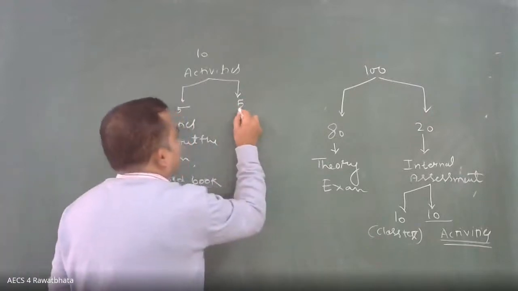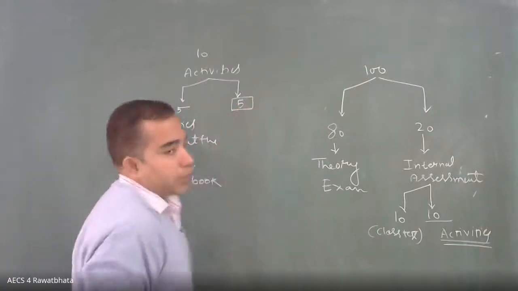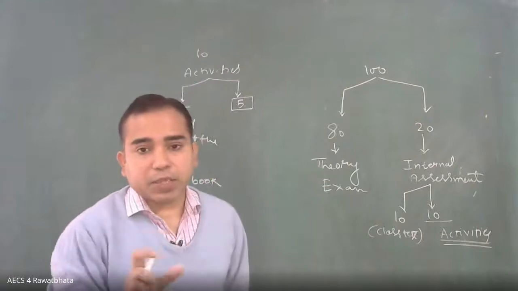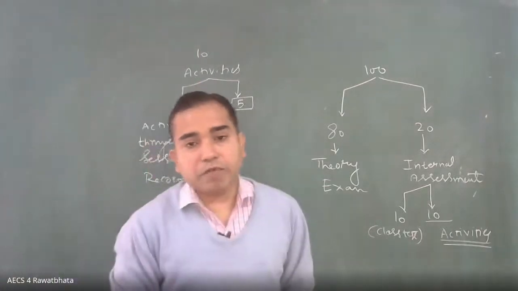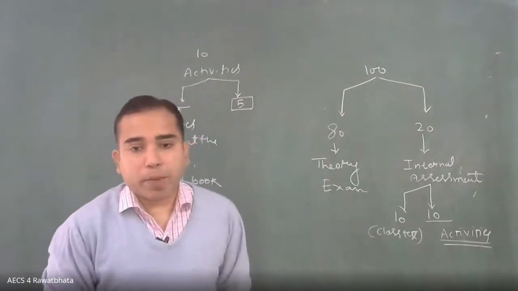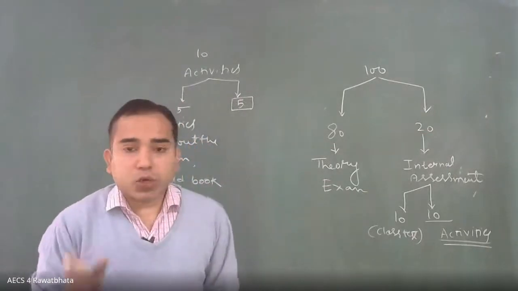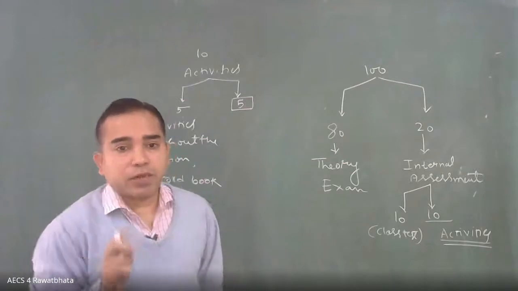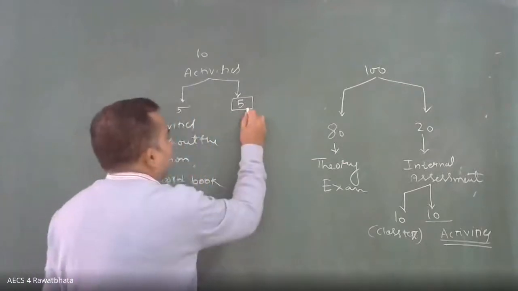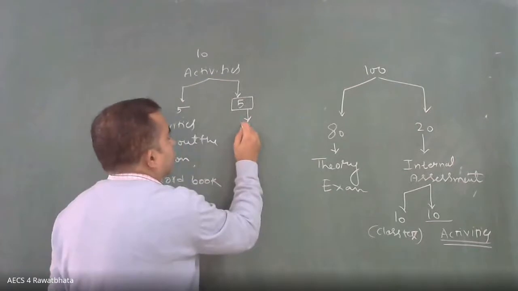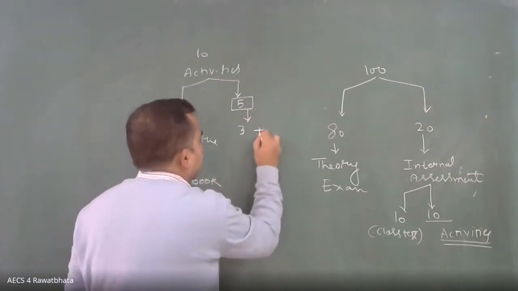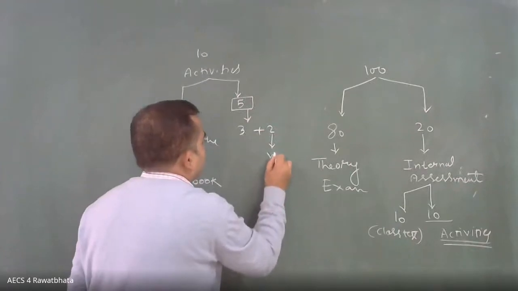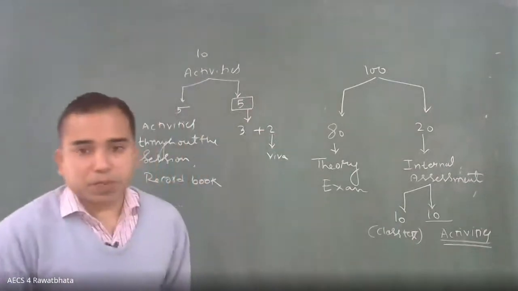And these 5 marks are based on a final assessment day, just like your practical examinations conducted in physics, chemistry, biology, or computer science. On the day of examination, one activity will be given and you will be told to perform it. 3 marks will be for that activity and 2 marks will be for viva. समझे? बात समझ में आई?